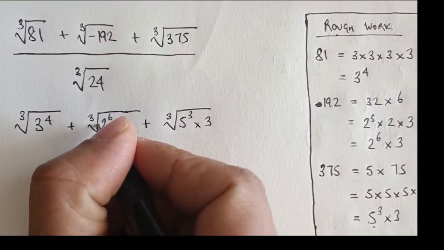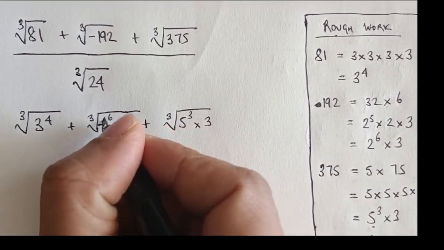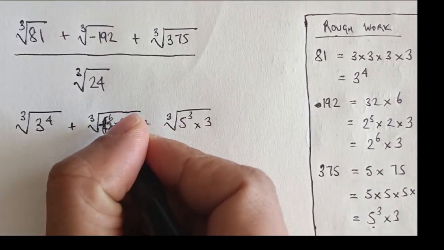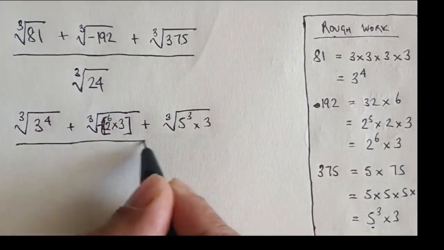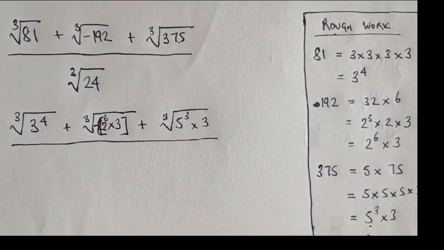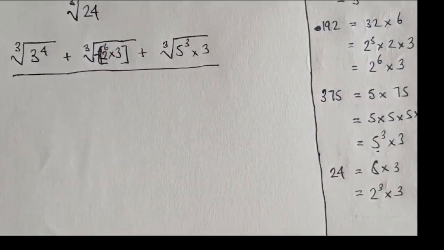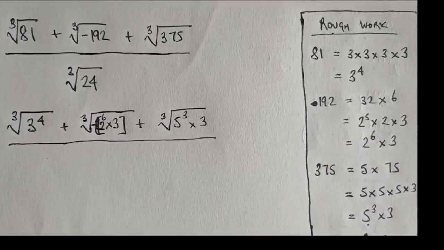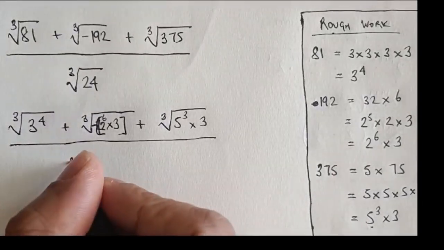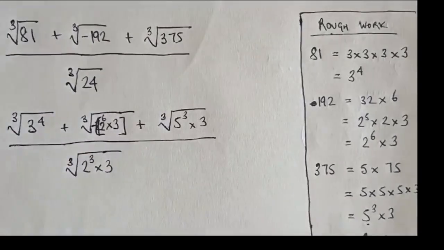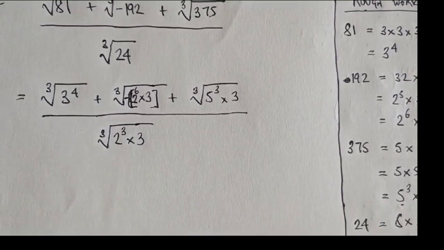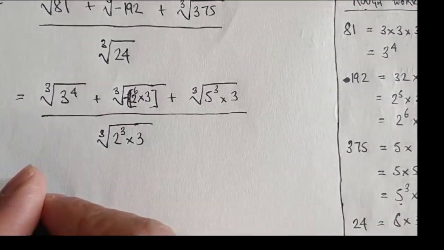Yeah, minus. Sorry, I'll put the minus here. Okay, we will just put it again. I hope that this is legible. And 24, again we have done the 24 here, it is 2 cube into 3, right? So divided by cube root of 2 cube into 3, right? Alright, so now we proceed.